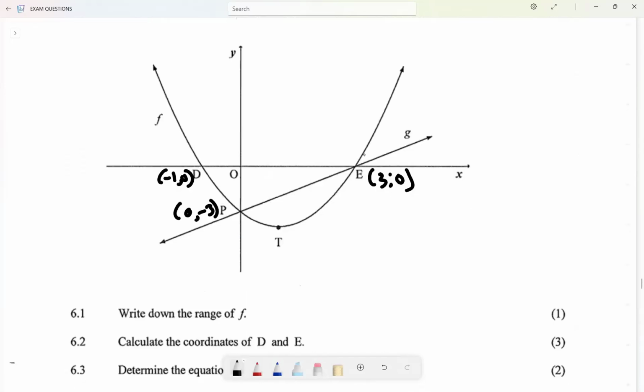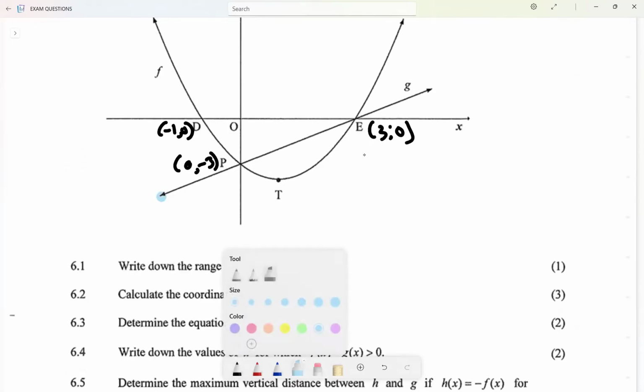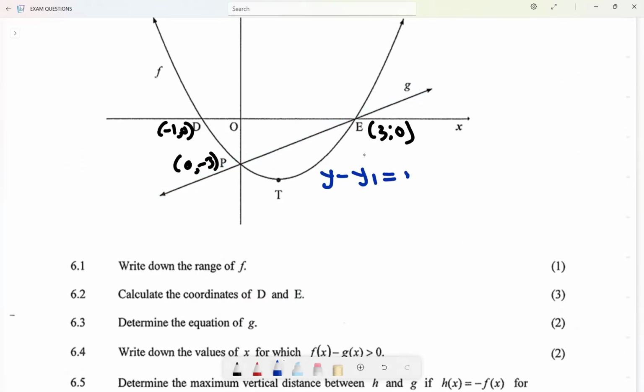So how can this help me? Because the graph of g lies on points P and E, I can find the gradient. I can use y - y1 equals the gradient times (x - x1), and I'm going to choose y1 as 0.